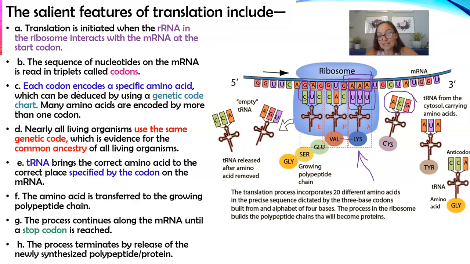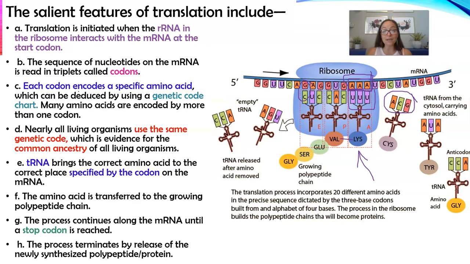And the tRNA brings the correct amino acid based on the mRNA codon, and it's added to the growing polypeptide chain. So this right here is actually the first step in building a protein. If you look back at Unit 1, where we talk about carbohydrates, lipids, proteins, and how we build proteins, this is the first step. This is the primary structure of a protein.